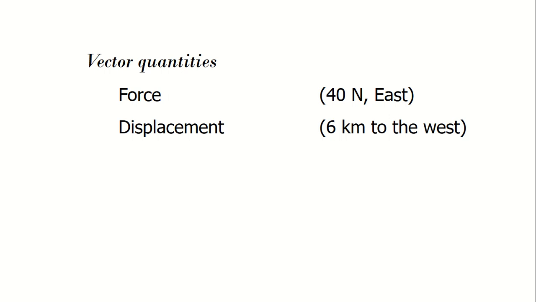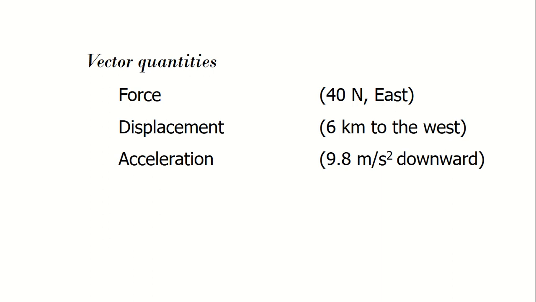Displacement is also another example of vector quantities. You don't only say 6 kilometers, but you also need to include in which direction was the object displaced. Acceleration is also an example. 9.8 meter per second squared is the value of g, or the acceleration due to gravity, and it is downwards. Velocity is also another example. 50 miles per hour, and the object is going to the north.